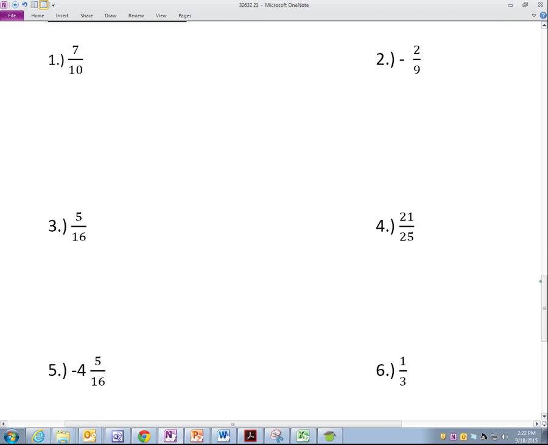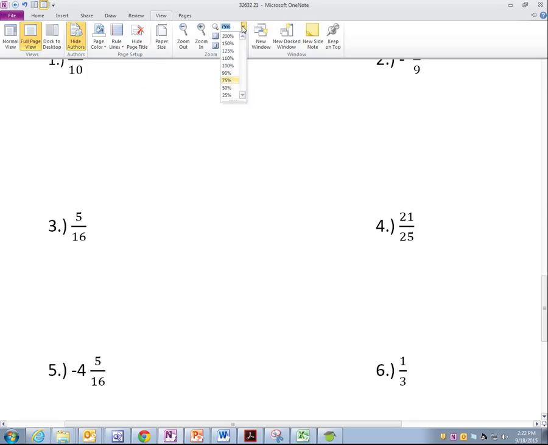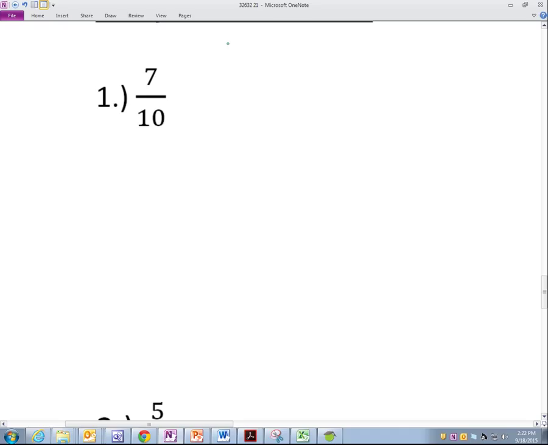Okay, it says independent practice, but I'm going to make it guided practice. So we have 7 divided by 10. So I have to get 7 here. I'm going to zoom in. So I'm going to rewrite it as 7 divided by 10. I know that it doesn't go in evenly.